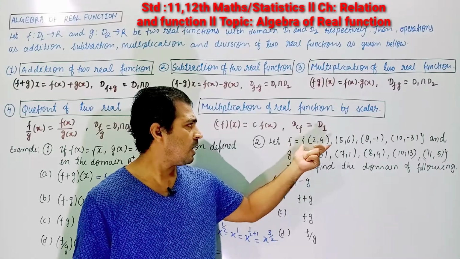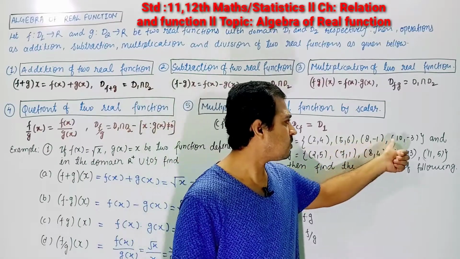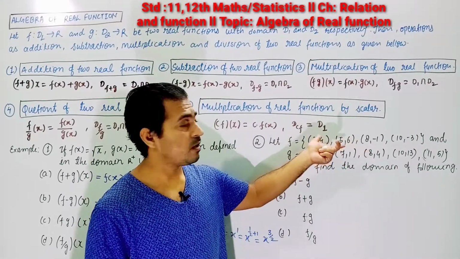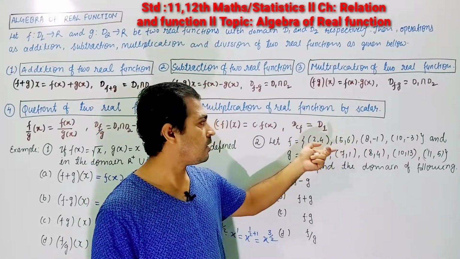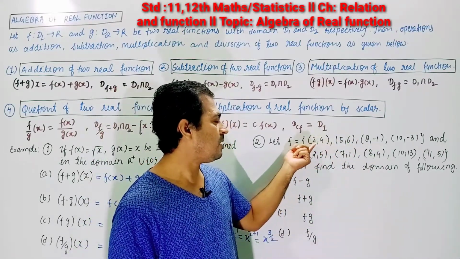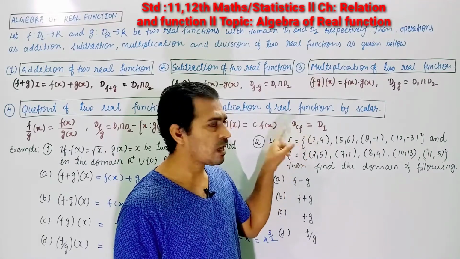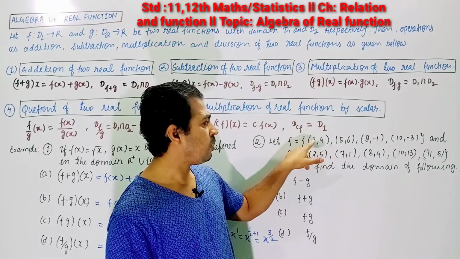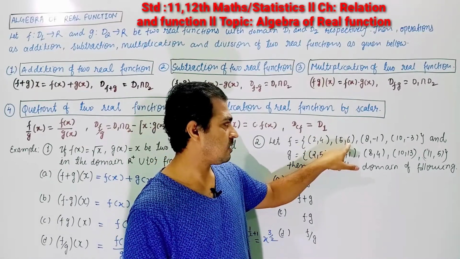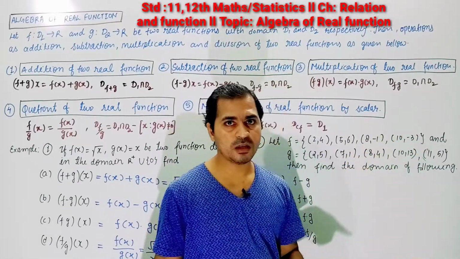Now students, moving to the second example: a function having ordered pairs (2, 4), (5, 6), (8, -1), (10, -3). Students, it means you have some function, but the function is not defined by a formula here. The function is defined in the form of a roster of elements. If the input is 2, the output is 4. If you put 5, you get 6. If you put 8, you get -1. If you put 10, you get -3.